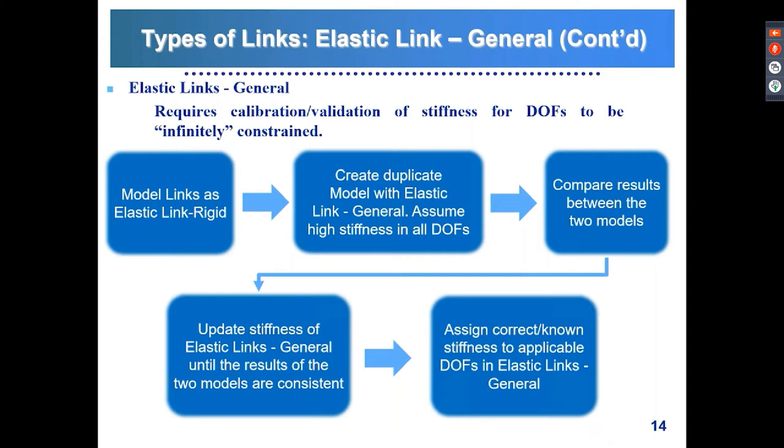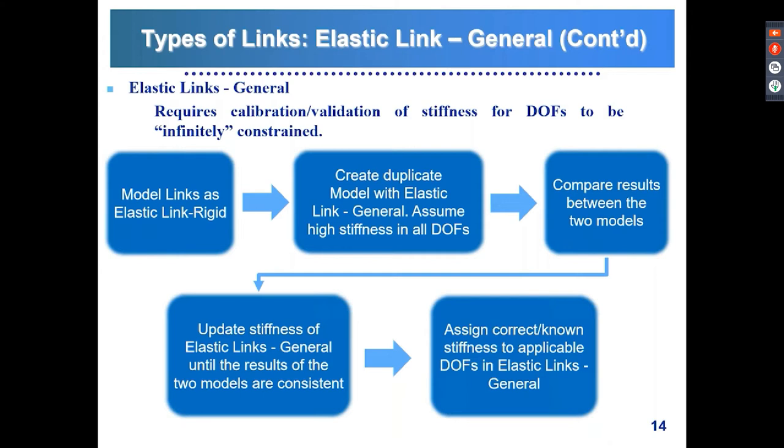So the process to calibrate that stiffness is you can create the model with all the links modeled as rigid elastic links, and then create a duplicate model, and at the locations of those links where you need to release one or more degrees of freedom, change them to general elastic links. But then use a high stiffness in all degrees of freedom. So essentially, you want to have one model with rigid elastic links and a second model with general links that have a very high stiffness that behaves exactly as your first model. It may take a few iterations, but you want to increase that stiffness in the general elastic link until you get the same results as the model with the rigid elastic link.